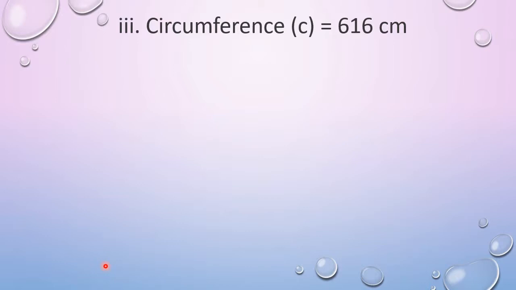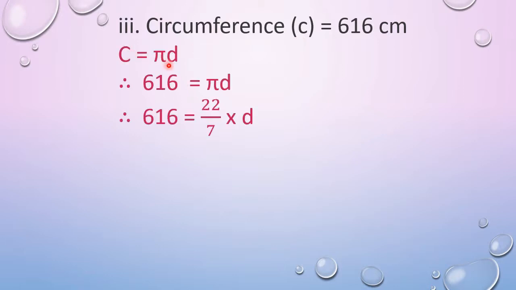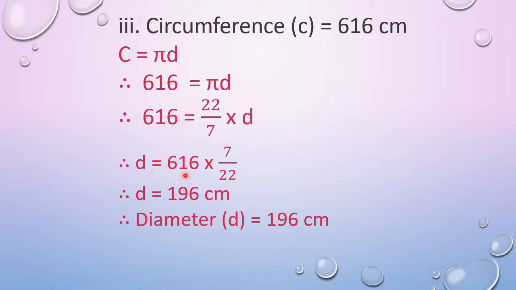Question number 3, circumference is given, that is 616 centimeter. So we know the formula, C is equal to pi into d. So circumference is equal to 616 is equal to pi into d. So 616 is equal to 22 by 7 multiplied by d. So d is equal to 616 multiplied by 7 upon 22. So diameter is equal to 196 centimeter.